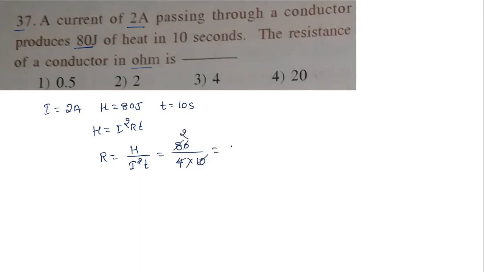So it will be how much, sir? It will be 2 ohm. So what is the option? Second option. Correct answer. So it will be how many? 2 ohm. That is the resistance value in question number 37.